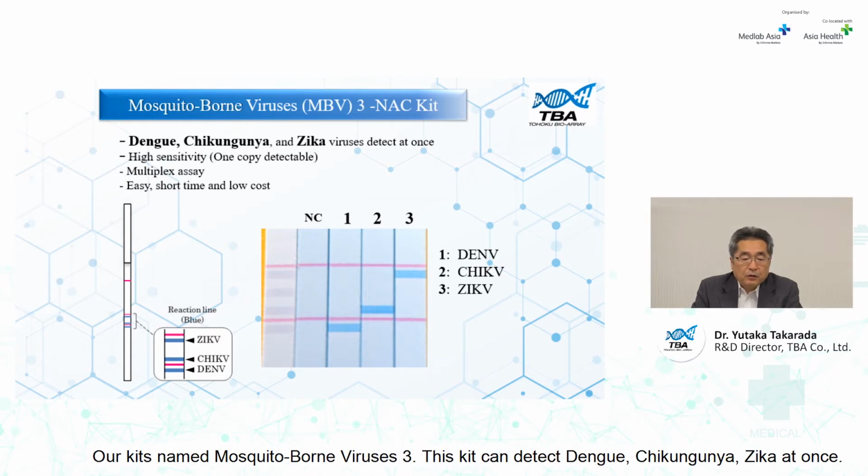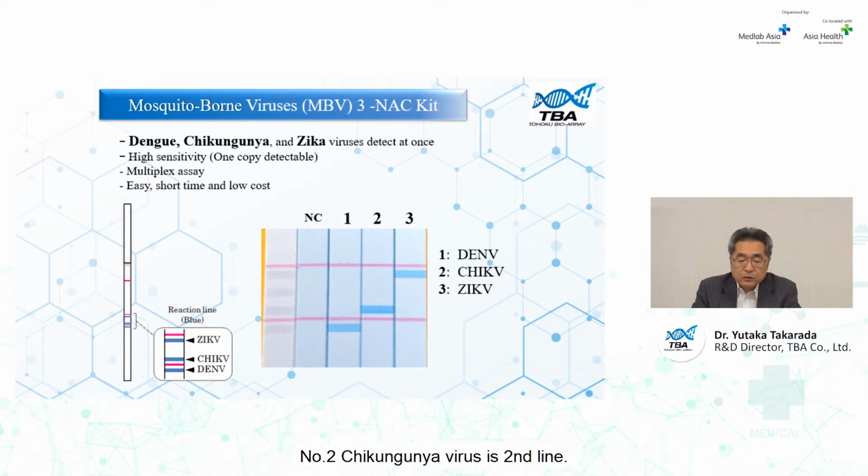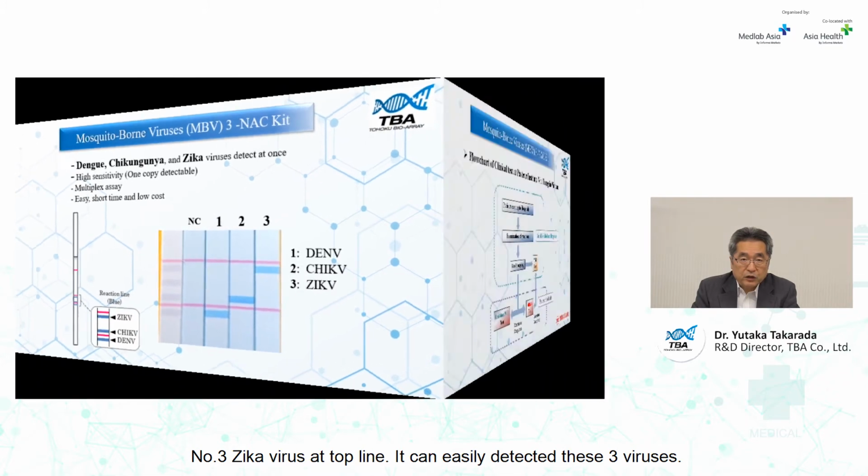Our kit named mosquito-borne virus 3. This kit can detect dengue, chikungunya, Zika at once. The example result shows number 1 detect dengue. It shows bottom line. Number 2 is chikungunya virus. It's second line. Number 3 Zika virus, top line. It can easy to detect these 3 viruses.